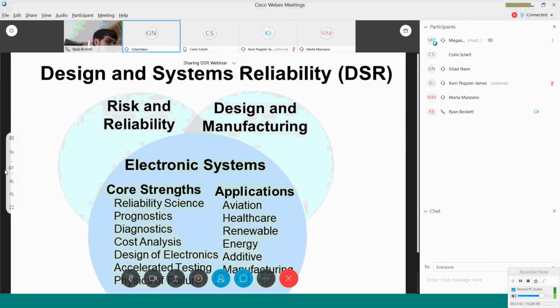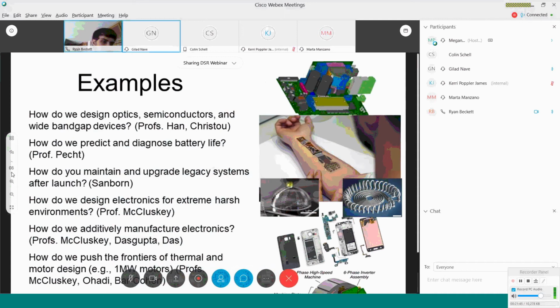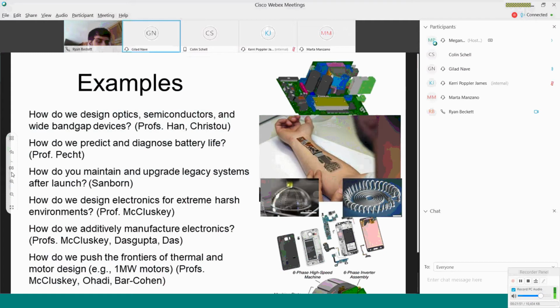So examples of that type of work include the development of new optical devices, new semiconductor devices, and new semiconductor devices that can operate over wider temperature ranges. And that's work that's being pursued by Professors Han and Christou. In addition to your switching devices, which are your optics and your semiconductors, we also need energy storage. So there's a lot of work on how batteries perform and how we can predict and diagnose failures that limit battery life, and how we can extend battery life.